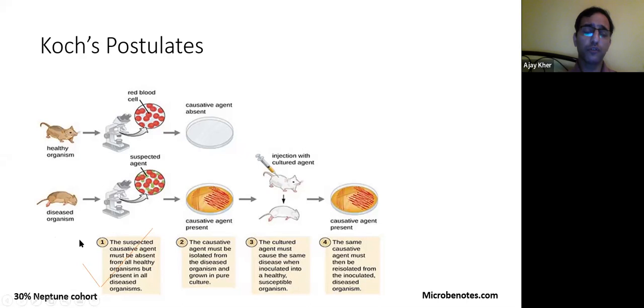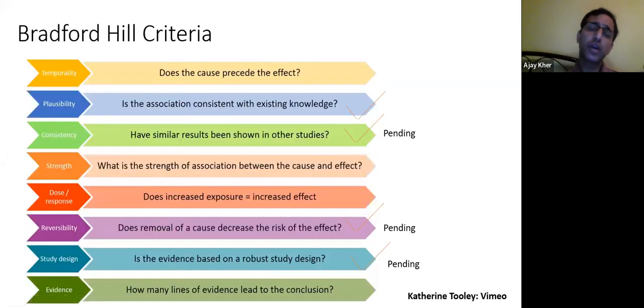So in terms of healthy patients, they showed that in healthy patients, this is not present. In minimal change disease, they only show it in 30% of the Neptune cohort. So it's present there, but all the other parts, they themselves haven't shown in this paper, but they talk about other papers that may show that injecting anti-nephrin antibodies may cause disease, which is the third postulate. Now let's look at that.